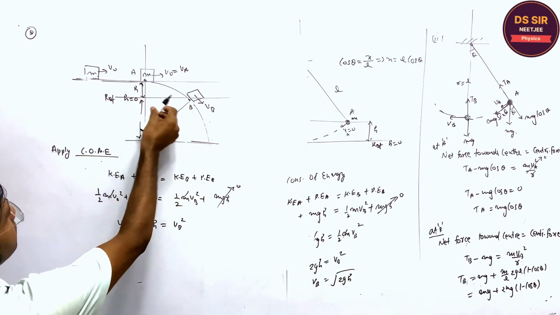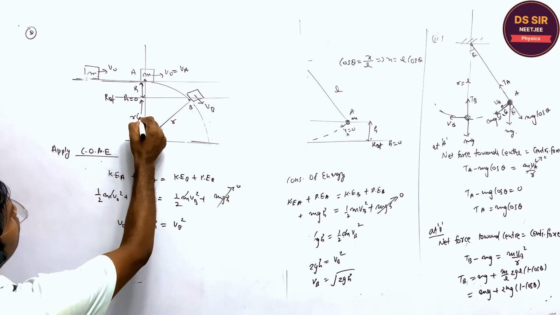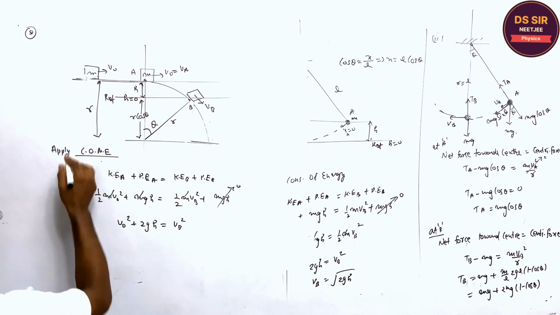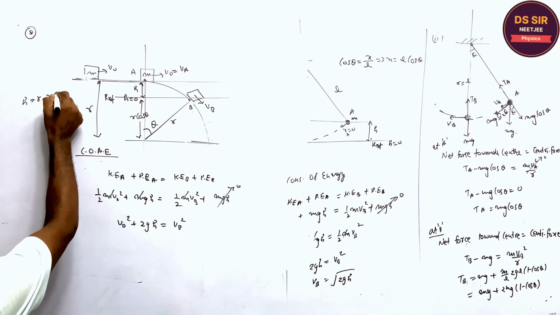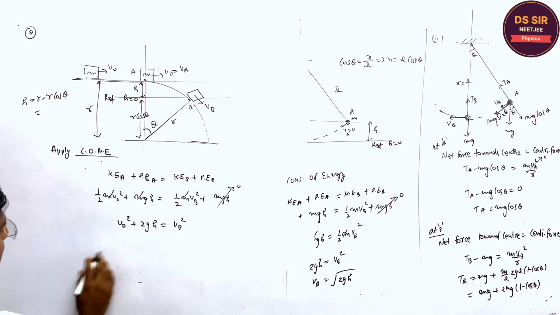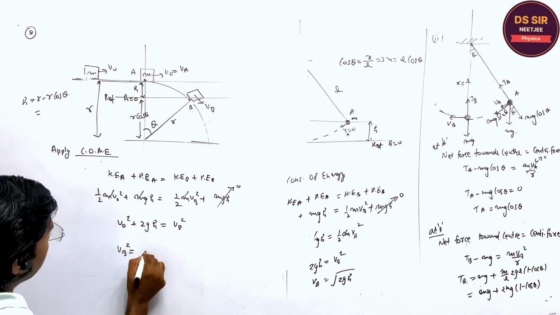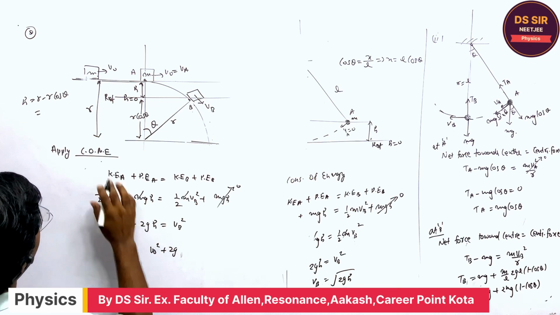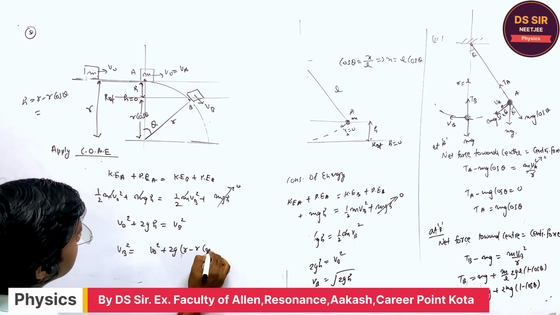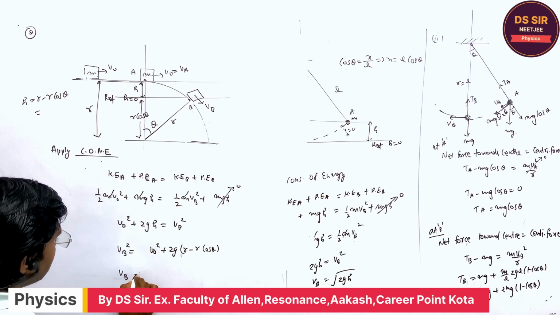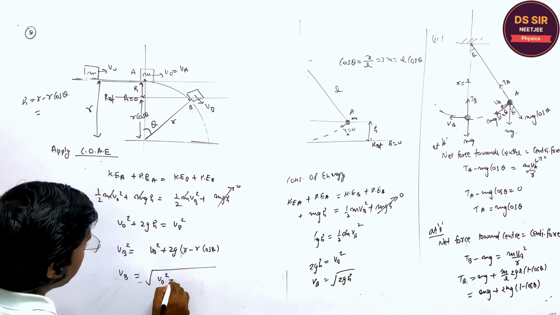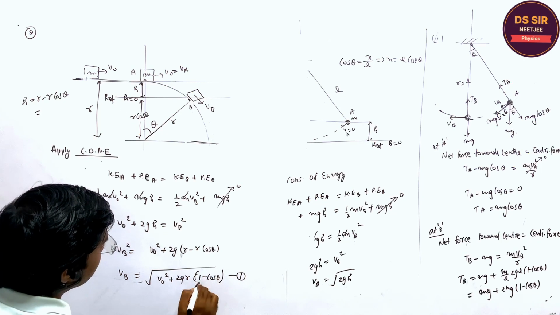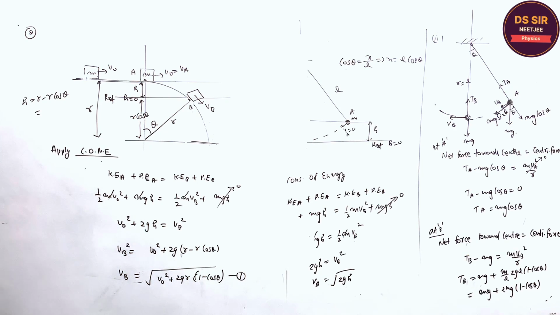This distance, if this is r, this is r cos theta. And this total distance is what? Say r. So what is the value of h? Say r minus r cos theta, right? So for vb square, first of all, we will find 2gh, and in place of h, I will put r minus r cos theta. So vb is equal to root over v naught square plus 2gr(1 minus cos theta). This is the first step to solve this question, right?